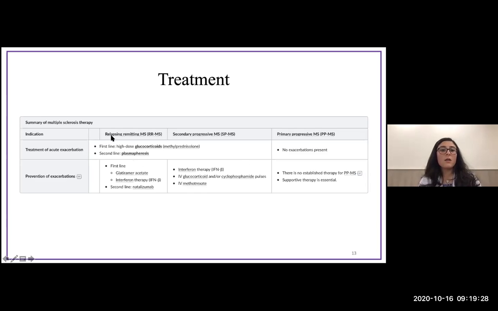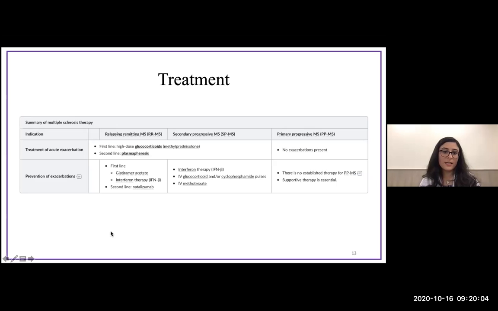However, relapsing remitting multiple sclerosis and secondary progressive type are usually treated using high dose glucocorticoids and then second line plasmapheresis. If we want to prevent exacerbations, we can use different forms of drugs. These include glatiramer. It resembles the myelin protein. What it does is it decoys T cells from attacking myelin. There's also the interferon therapy that we hear a lot about, and it just diminishes the inflammatory response that results in the demyelination process. These are first-line drugs.